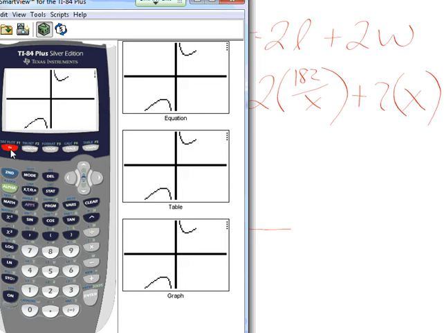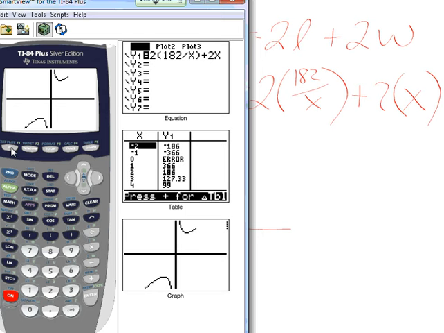I'll go back to my y equals screen and make sure you know what I have on there. It's right here: 2 times 182 over x plus 2x. Notice I'm not graphing both sides and seeing where they cross. That'd be nice, but I don't know what the perimeter is. So instead, I have to just graph the one side and see where the lowest spot is. So I hit graph. Again, it looks like this.